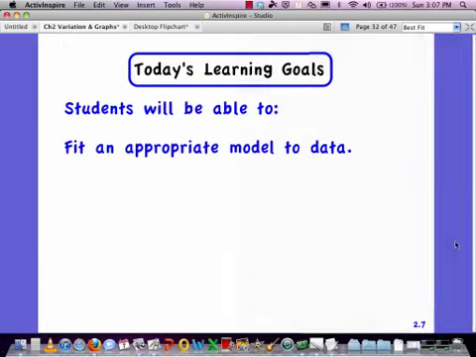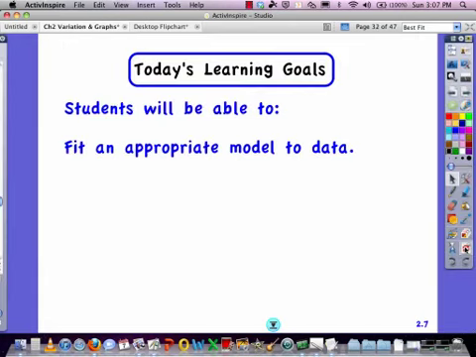All right, today we're starting with our goal for section 2.7, fitting a model to data 1. We want to be able to fit an appropriate model, but that means, is it y equals kx, our line situation, y equals kx squared, our parabola situation, y equals k over x, our hyperbola situation, or y equals k over x squared, our inverse squared graph situation.